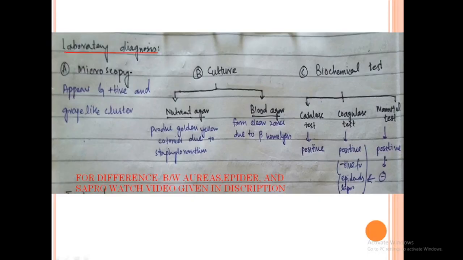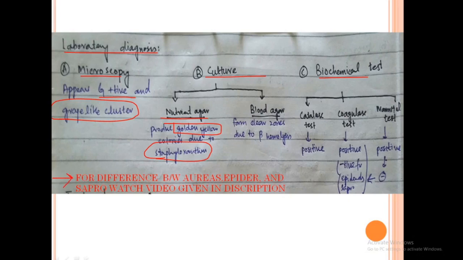This occurs mainly through microscopy, culture, and biochemical tests. Under the microscope, they look like gram-positive cocci arranged in grape-like clusters. In culture, we use nutrient agar and blood agar. In nutrient agar, they produce golden yellow colonies, and this is due to staphyloxanthin.